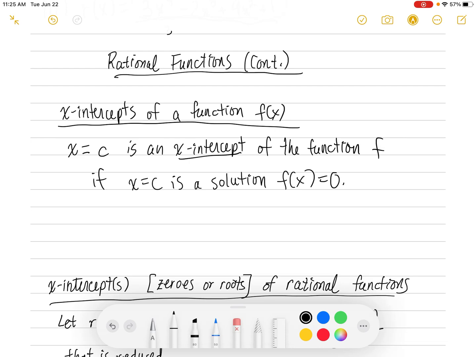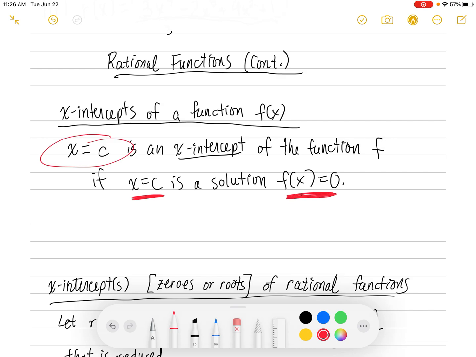So we're looking still at rational functions, and we want to look at x-intercepts. How do you find the x-intercepts of a rational function? So when we look at functions in general, remember the idea is you basically take your function and set it equal to 0, and your solutions will be the x-intercepts, also called the zeros or the roots. So a number, x equals c, is an x-intercept, or a root or a 0 if x equals c is the solution to that.